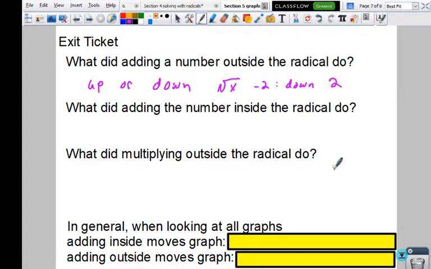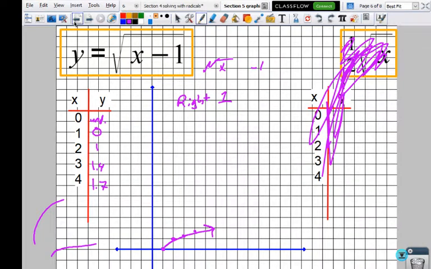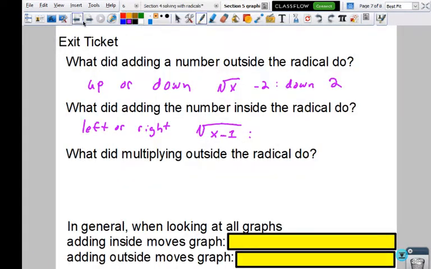Right? Okay. What about when we added inside the radical, inside our square root? It moved left to right, side to side. But it was a little different. When you had square root of x minus 1, which way did that move? Left or right? I moved right. Remember, when I did this minus 1, it went right 1, even though that's a minus. Okay, I get it. So it moves left or right, but it's kind of the opposite of what you'd think. Yeah. So I'm going to put that in here too.